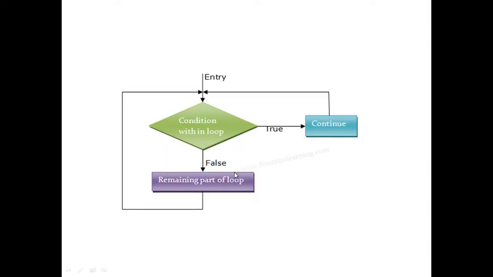The flowchart which will explain the continue statement is: here the condition within the loop is checked. If the condition is false, the remaining part of the loop is executed, and when the condition is true, it will skip the remaining part of the loop and move to the statements outside the loop.